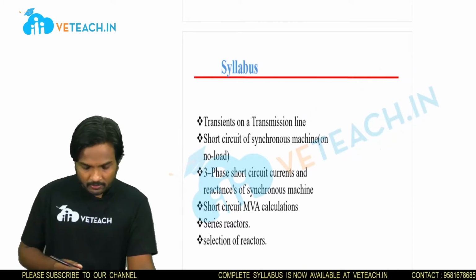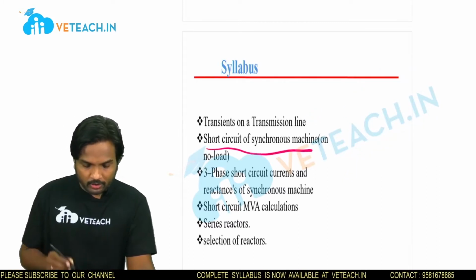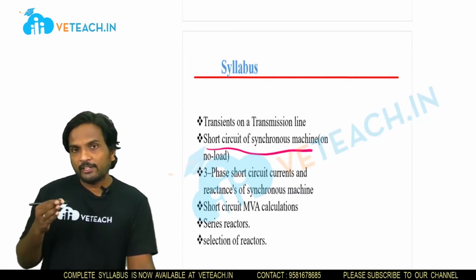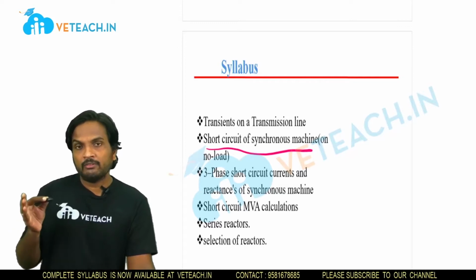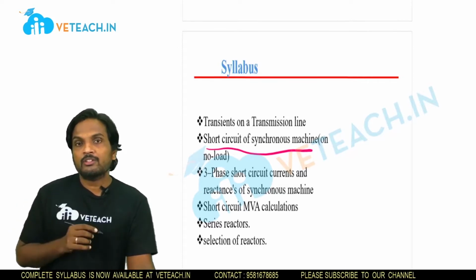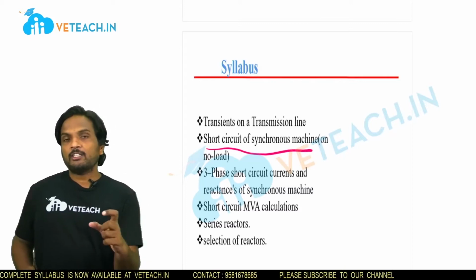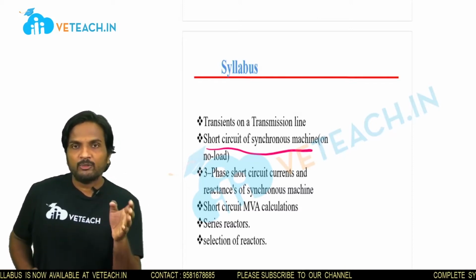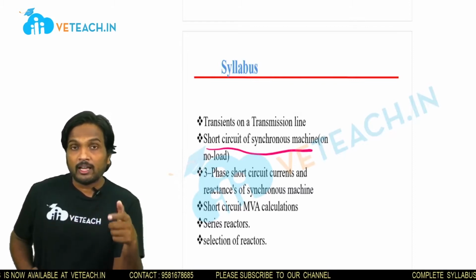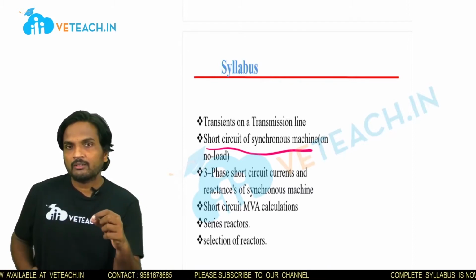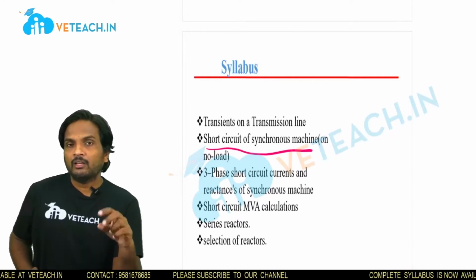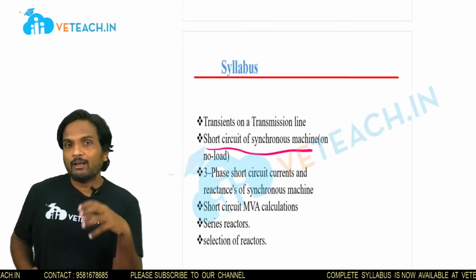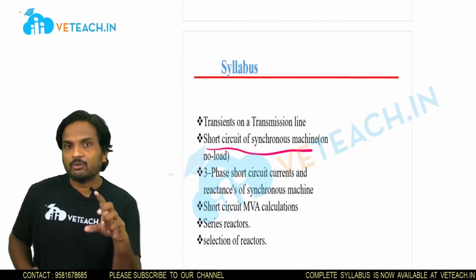Next is short circuit of synchronous machine. After the transmission line, we have a synchronous machine present at the end of the receiving end station, that is the synchronous generator. From that synchronous generator we transfer the electric power by using the transmission lines, right? So what will happen if a short circuit occurs in a synchronous generator? Here we have two conditions, that is on load and on no load. What will happen when a short circuit occurs in a synchronous machine?